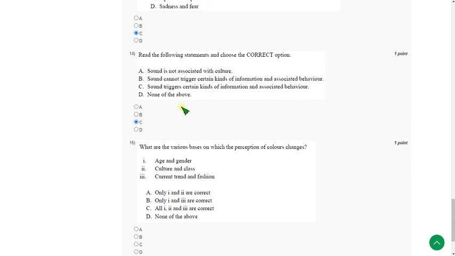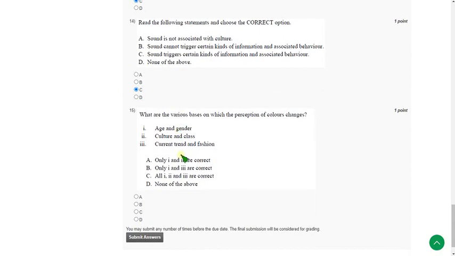And the final question, that is the 15th one. What are the various bases on which the perception of color changes? So the answer could be option C. All 1, 2 and 3 are correct. That is option C.